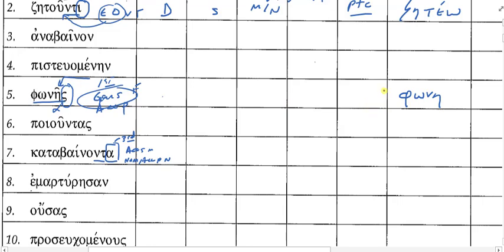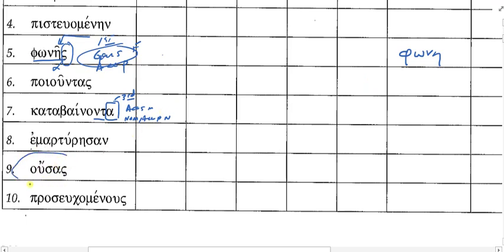Yeah, of a noise, or of a voice. Okay, good. So anyhow, does that help? All right. When you look at number 9, we have ousas here.